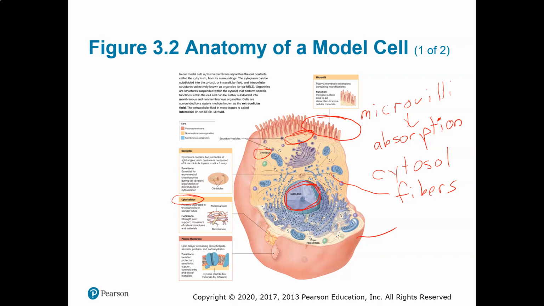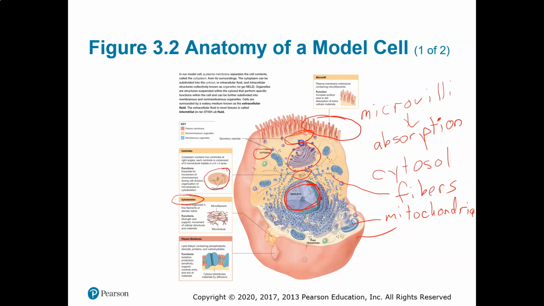inside the cell. Let's see, the centrioles are these two structures here, and they are used when the cell divides, they're used in cell division. Some other structures I can see, this is the mitochondria, which produces ATP. This is where energy is produced in the cell.